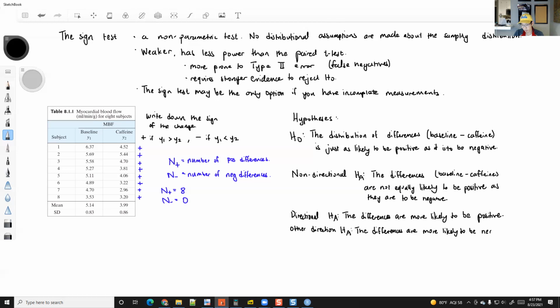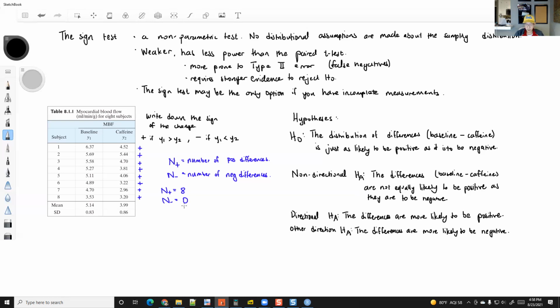And again, when you have a non-parametric test, we don't make any references to things like the mean or some kind of parameter. Here, we're just talking about the differences directly and the sign of those differences, whether they are more likely to be positive or more likely to be negative. Okay, so you just go through and say, are the differences that we've seen positive or negative? And here we have 8 positive differences. We have 0 negative differences.